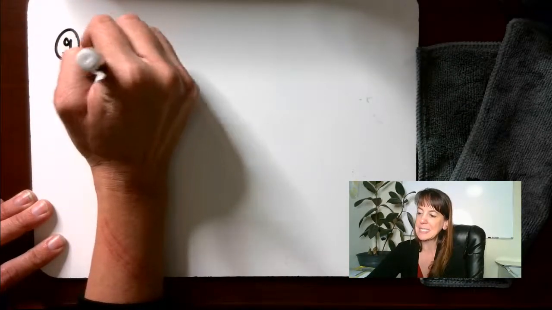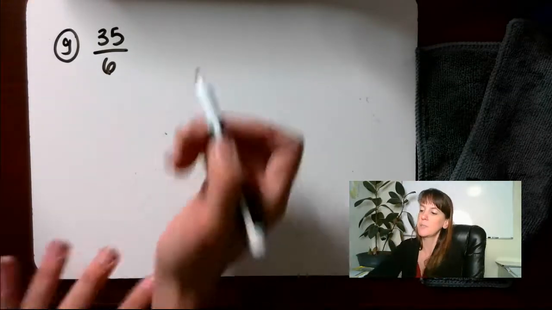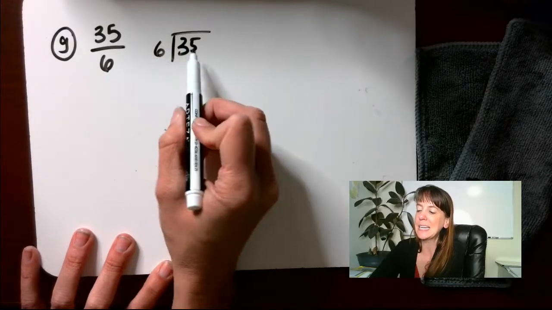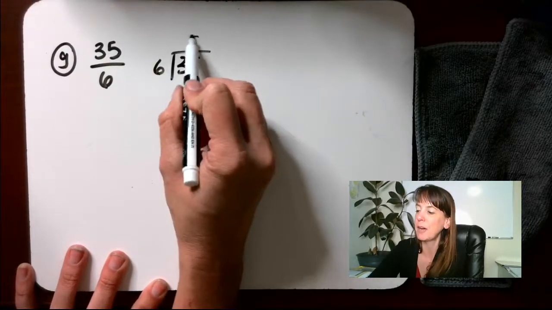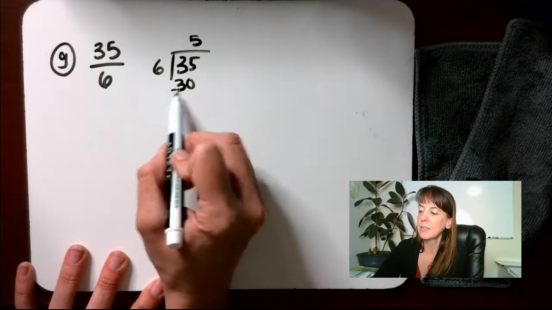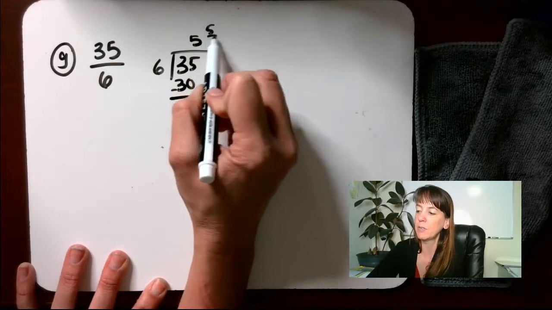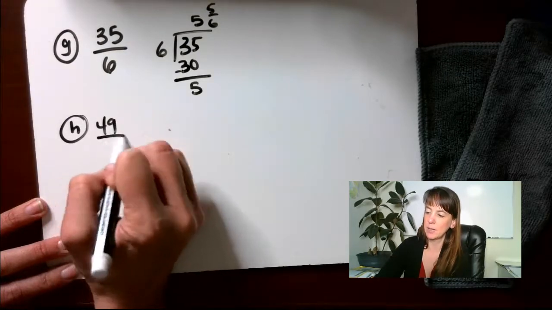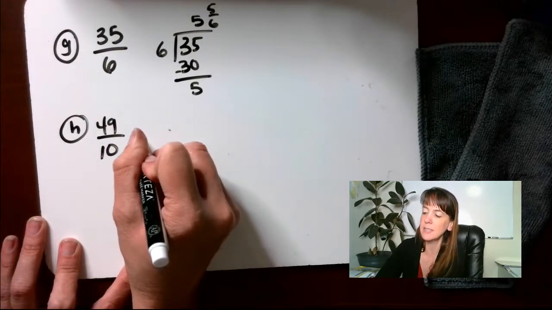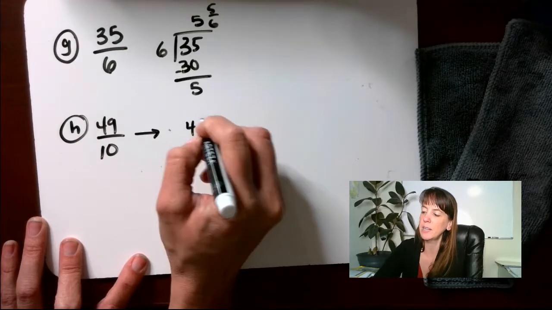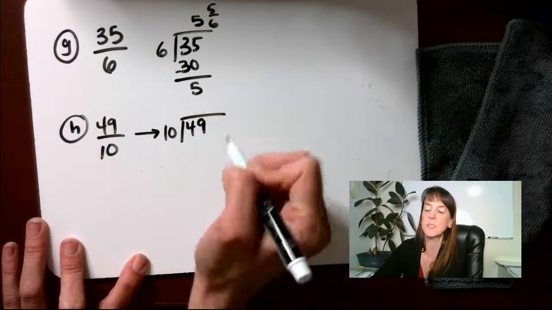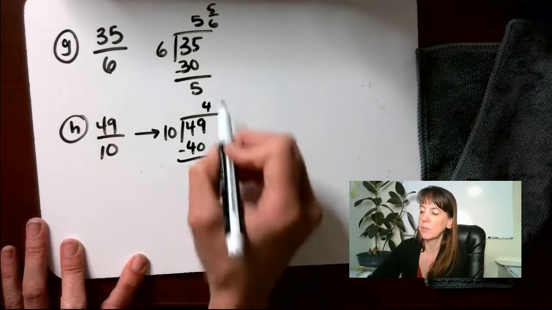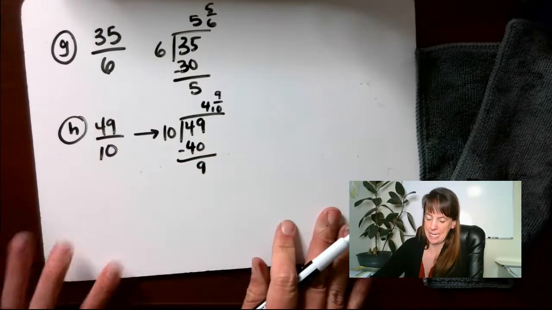G, 35 over 6, put that into a mixed number. So we're going to do 35, and then on the outside, we have 6. 6 times 6 is 36, that's too high, so we're going to do 5. That gives us 30 with a remainder of 5 over 6. H, 49 over 10. 10 goes into 49 4 times. That gives us 40 with a remainder of 9 over 10.